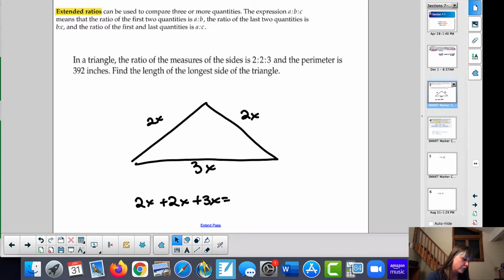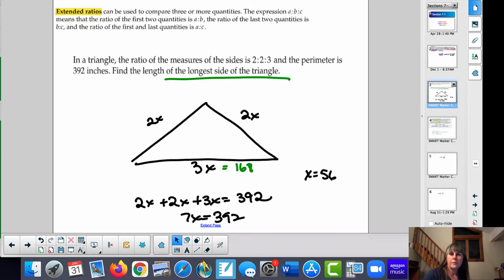So I can make the equation by adding up all the sides and setting that equal to 392. So then that tells me 7x is 392. So 392 divided by 7 is 56. So that's just x. We want the longest side of the triangle, which is the 3x. So that's going to be 168. So that's how you can use ratios in order to solve for missing sides.